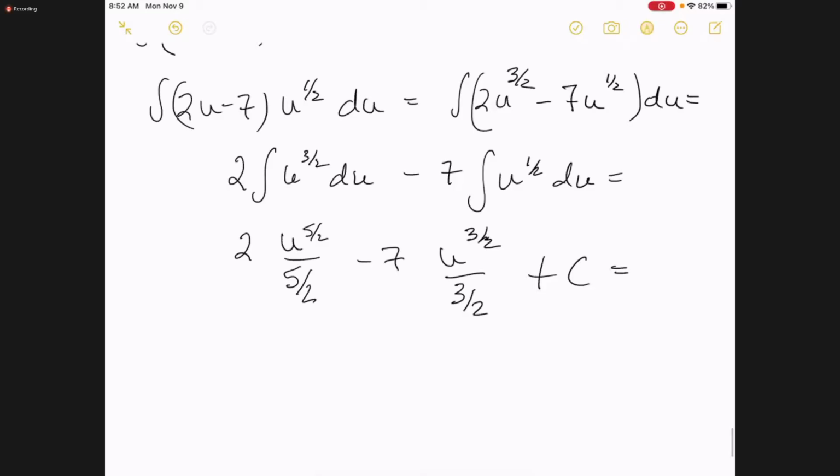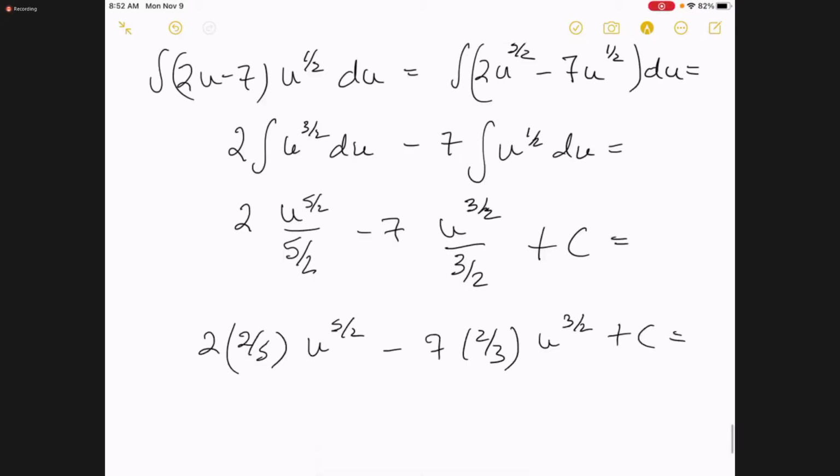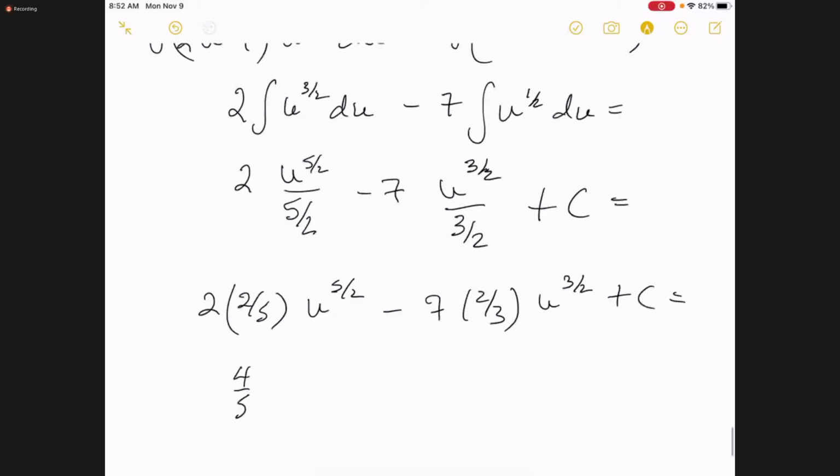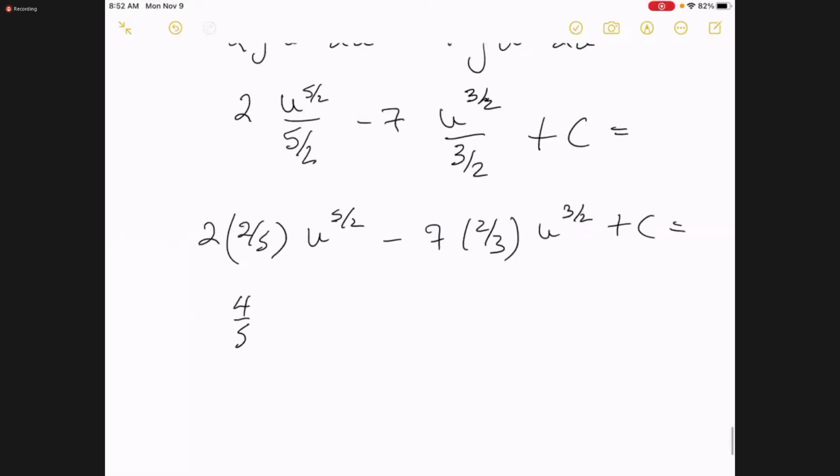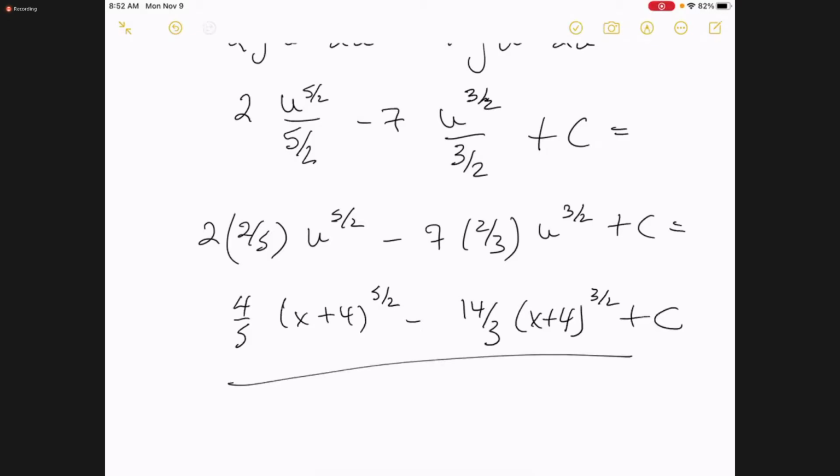So that's 2 times 2/5 minus 7 times 2/3. And that is 4/5. Okay, and what was u? u is x plus 4. And there we have an antiderivative. So it worked out fine.